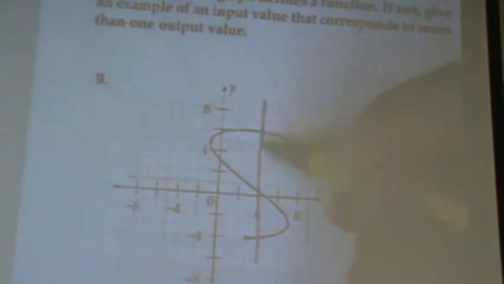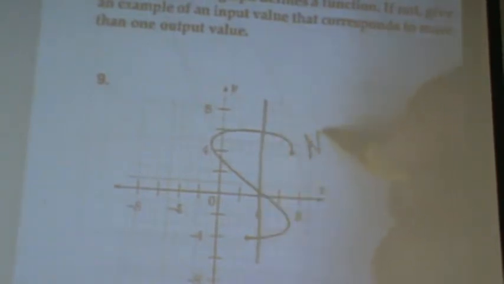The next set of problems are asking you to use the vertical line test to determine whether a graph is a function. So for this one, if you were to draw a vertical line through this, it's hitting in more than one spot, so this one is not a function. The answer is no.